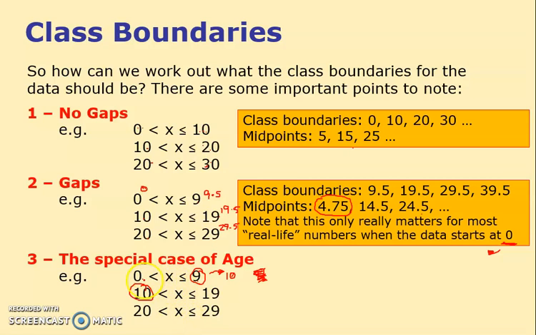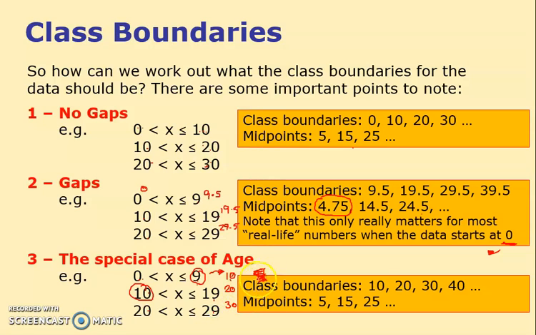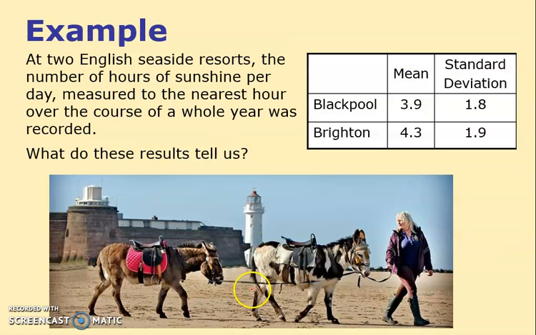So weirdly, the special case of age is someone who says they're 0 to 9, the boundary is 10. 10 to 19, the boundary is 20. 20 to 29, the boundary is 30. So the class boundaries are 10, 20, 30, 40, and the midpoints are 5, 15, 25. It's easier than it actually looks. One last question, just going to get you to do this.